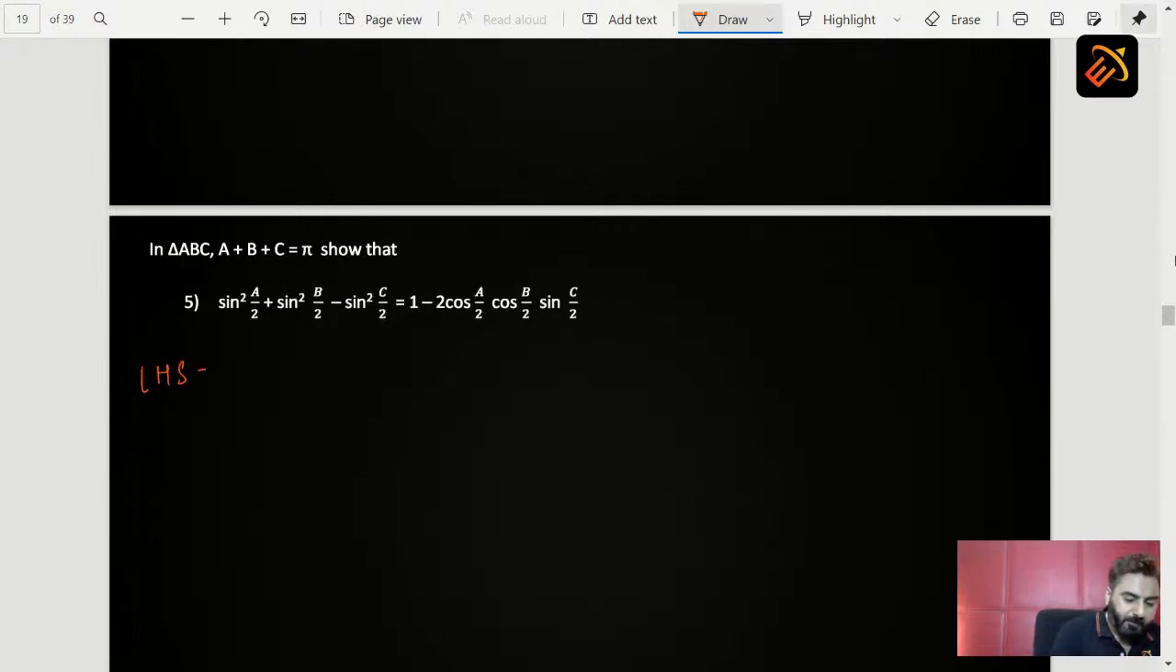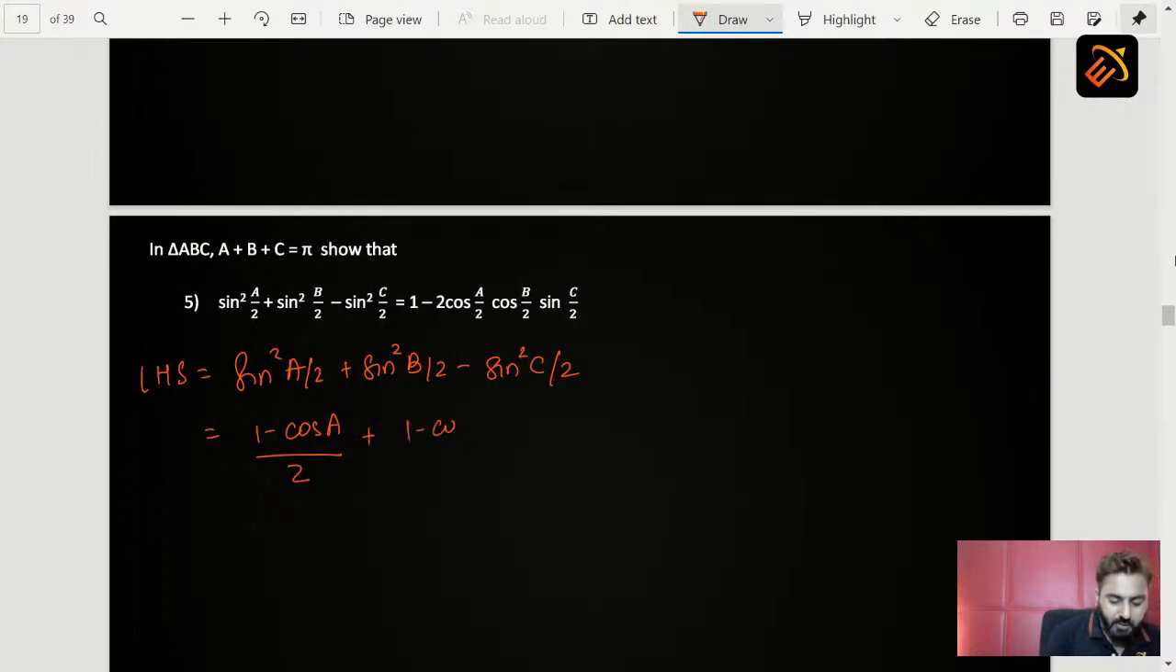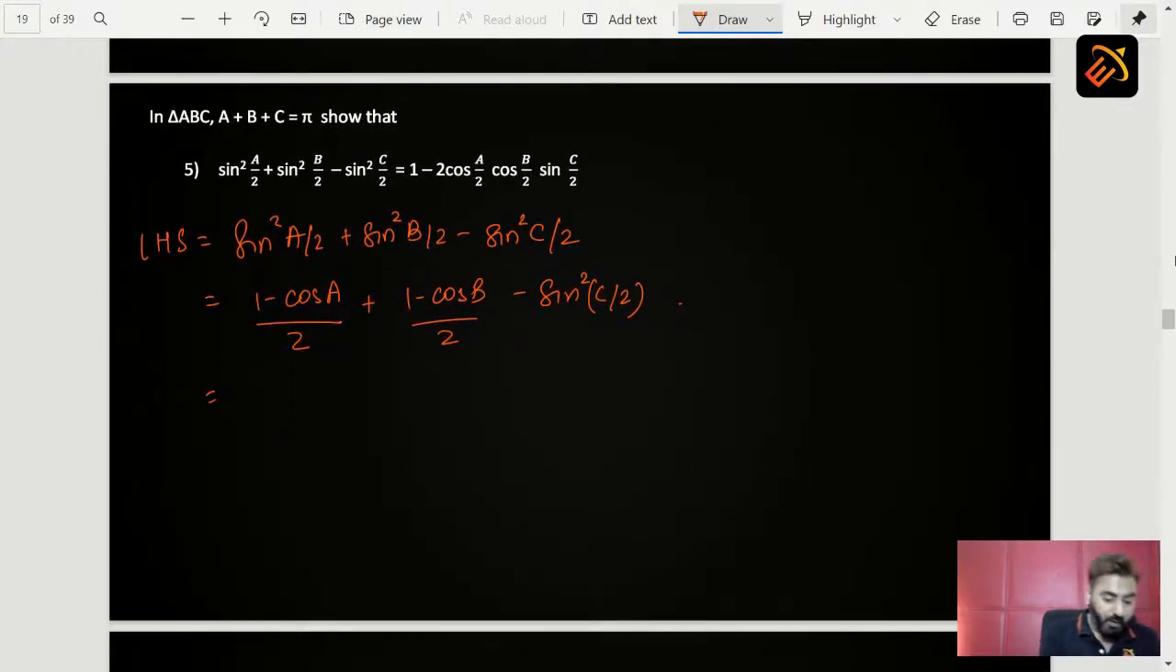Let us consider the left hand side. We are given sine square a by 2 plus sine square b by 2 minus sine square c by 2. Now we will apply the half angle formula. What is sine square a by 2? It is basically (1 minus cos a) upon 2. So this becomes (1 minus cos a) by 2, sine square b by 2 becomes (1 minus cos b) by 2, minus sine square c by 2 as it is. 1/2 plus 1/2 gives 1, minus 1/2 common, cos a plus cos b, minus sine square c by 2.